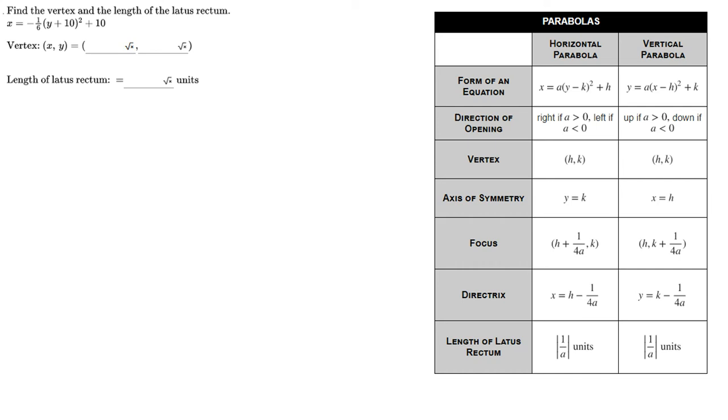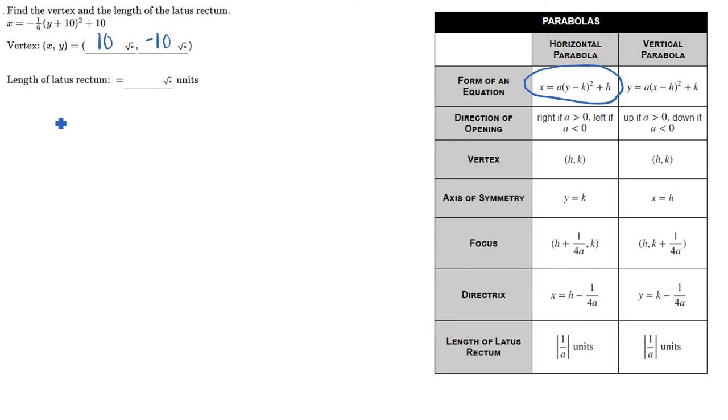How about this one? Find the vertex and the length of the latus rectum. So this is very similar to that first problem, except we've got a little bit more going on. So it's x equals, so we're using this one. Our vertex is just (h, k), so notice h is out here. So here's my h value, it's 10. K is the one inside, the sign's going to flip in this one, so it's going to be negative 10, isn't it?